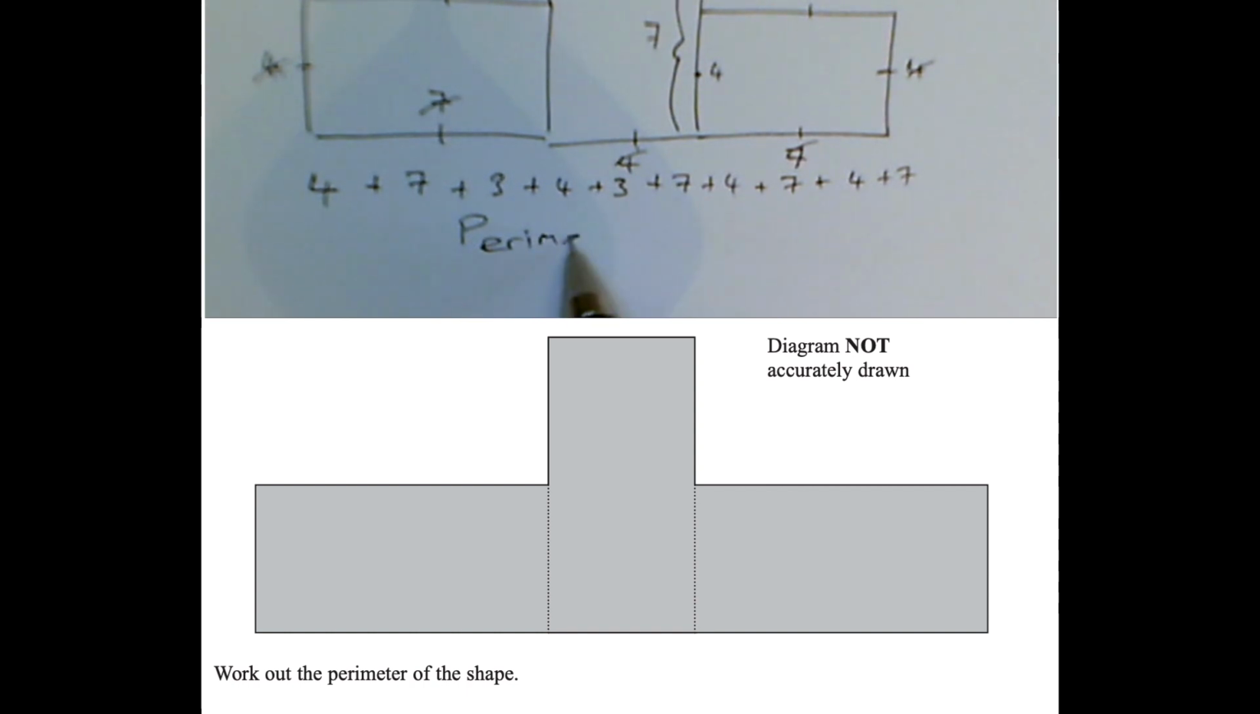So write a little sentence for the examiner. The perimeter is 50 centimetres.